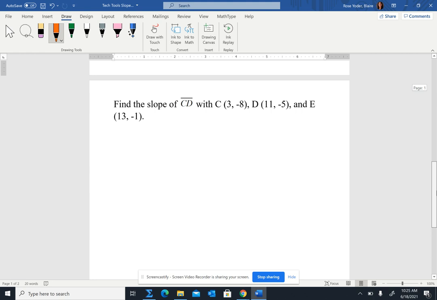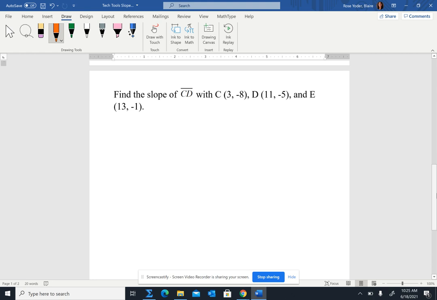All right, what if I give you coordinates? Find the slope of CD, and then this is weird. I gave you coordinates for C, D, and E. Well, I just wanted to make sure that you were paying attention to which coordinates we're going to use. If we're talking about CD, that literally means we're going to use point C and point D. So we're not even going to use that E in there at all.